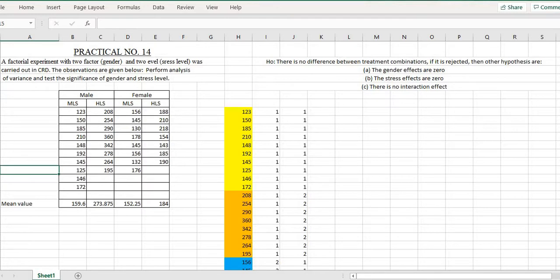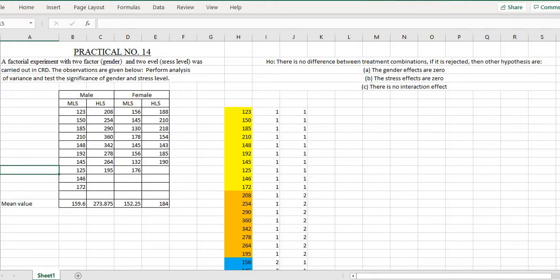was carried out in CRD, that is completely randomized design. The observations are given below. Perform analysis of variance and test the significance of gender and stress level. These are the observations given here.